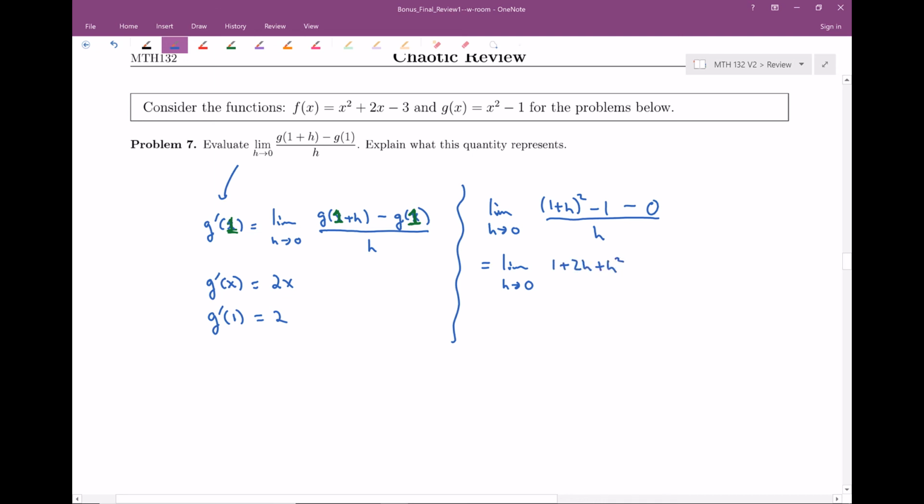And I know it's kind of tempting. I've seen some people try to just distribute this square to each piece. In which case you would get the 1 and you would get the h squared, but you would miss this 2h and you would get the answer wrong. So you really do have to FOIL this all out.